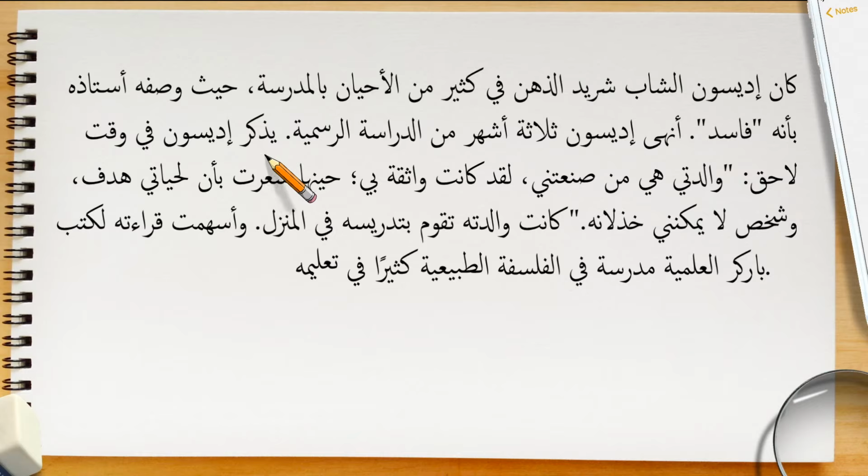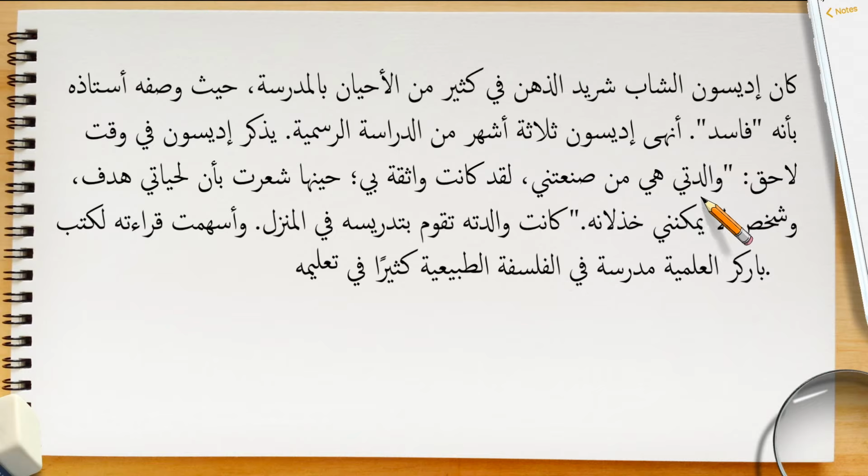So he mentions. This is present form of the verb. You see, it is ذكر يذكر. This one is مضارع, the present form of the verb. ذكر, it means he mentions في وقت لاحق, in later times. وقت means time, لاحق means later. So في وقت لاحق, in later times, he mentions والدتي هي من صنعتني.